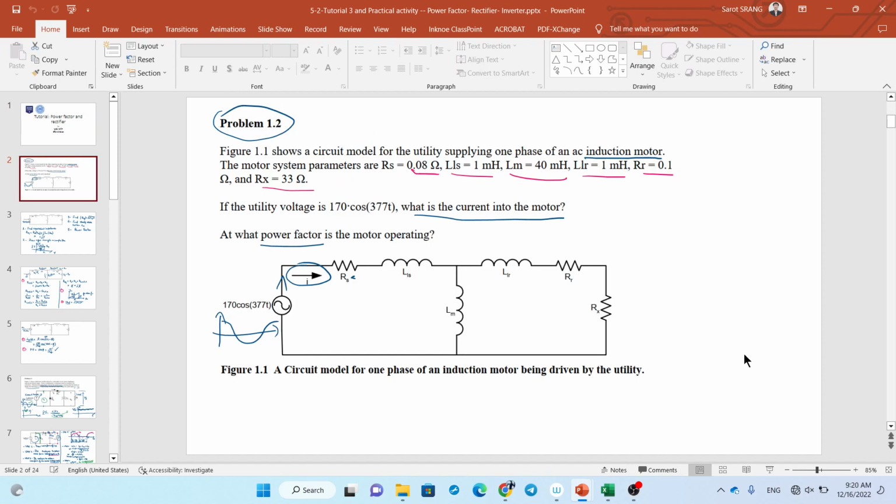Let's start with this problem. You can see here we have the voltage source as a sine AC, and we have several elements including several resistors and several inductors. So here the question asks you to find the power factor. Actually the circuit here represents a motor. That's why the question asks for the power factor. What power factor is the motor operating at?